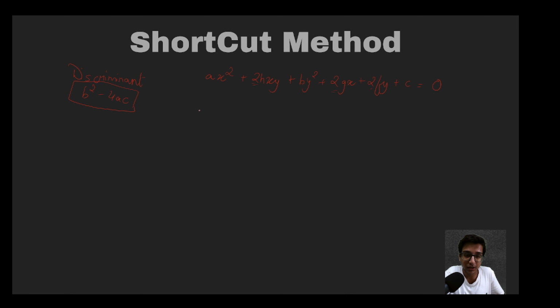So let's write this equation down as Ax square plus Bxy plus Cy square plus Dx plus Ey plus F is equal to 0. Here we all know F is equal to c, E is equal to 2f, D is equal to 2g, C is equal to b, B is equal to 2h, and capital A is equal to small a. Now once we've represented our general equation in this format, then we can simply find out B square minus 4AC.